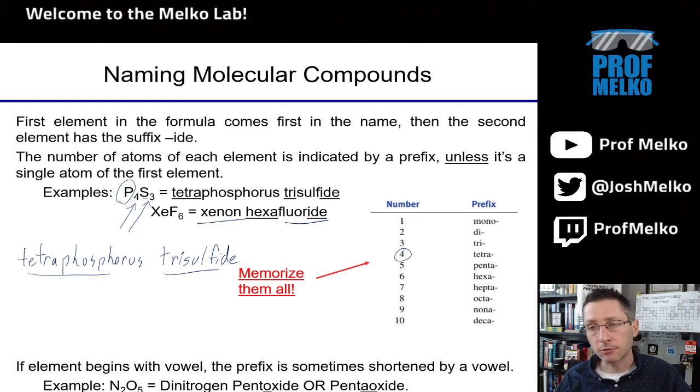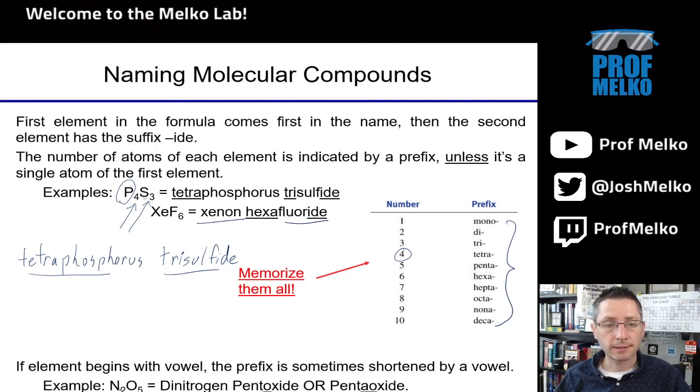We don't add mono to the first element. We do add all these other ones to the first element. For the second element, we use all of these, and we change the suffix to IDE. Sometimes you'll see some of these combinations written two different ways.